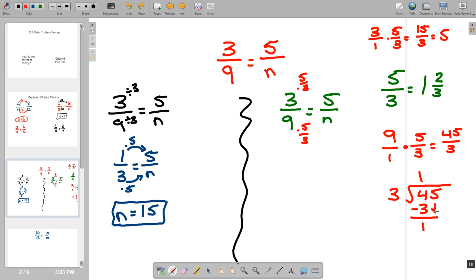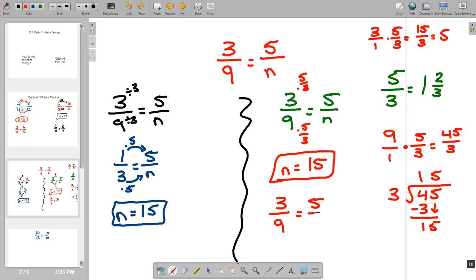So this gets 15 remaining, and that'll be equivalent to 5 1s. Therefore, my n value has to be 15, which is what I got for the problem on the left. So our answer ends up being 3/9 equals 5/15, which is true. They're both equal to 1/3.